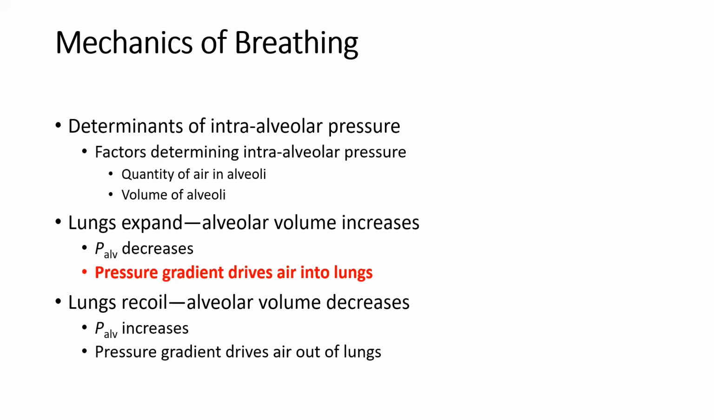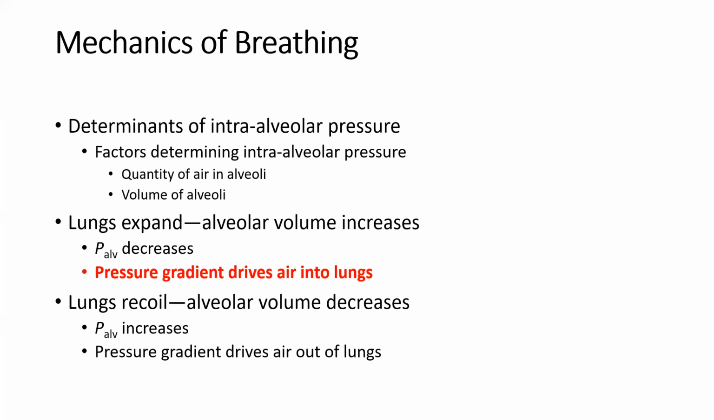The opposite is true. In order to recoil the lungs, in order to expire air, I am going to decrease the volume of my thoracic cavity. By extension, I'm going to decrease the volume of my alveoli. I'm going to contract them or recoil them so they're smaller. And once again, according to Boyle's law, if volume decreases, pressure increases. So now I have a higher intraalveolar pressure. And once again, that's facilitating a gradient where I have air moving from high to low, from the higher pressure inside my alveoli to the lower pressure out in the atmosphere.